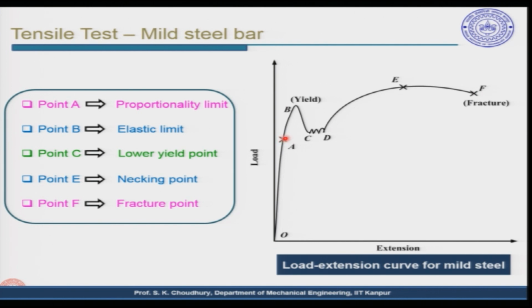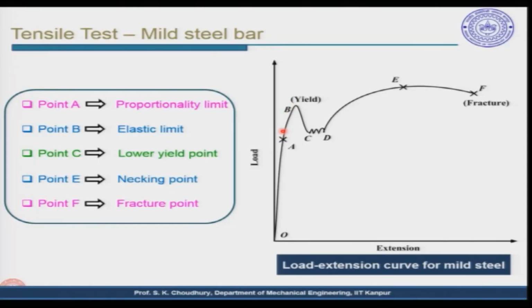Now, when the load is crossing point A and going further, the curve, as you can see, is no longer linear, meaning the proportionality is disturbed, but the material from point A to point B is still remaining elastic. All right. And then from point B the yielding starts, as you know, and therefore point B is called the elastic limit, meaning that up to point B it is elastic, and the elastic limit is crossed as it crosses point B when the yielding starts.